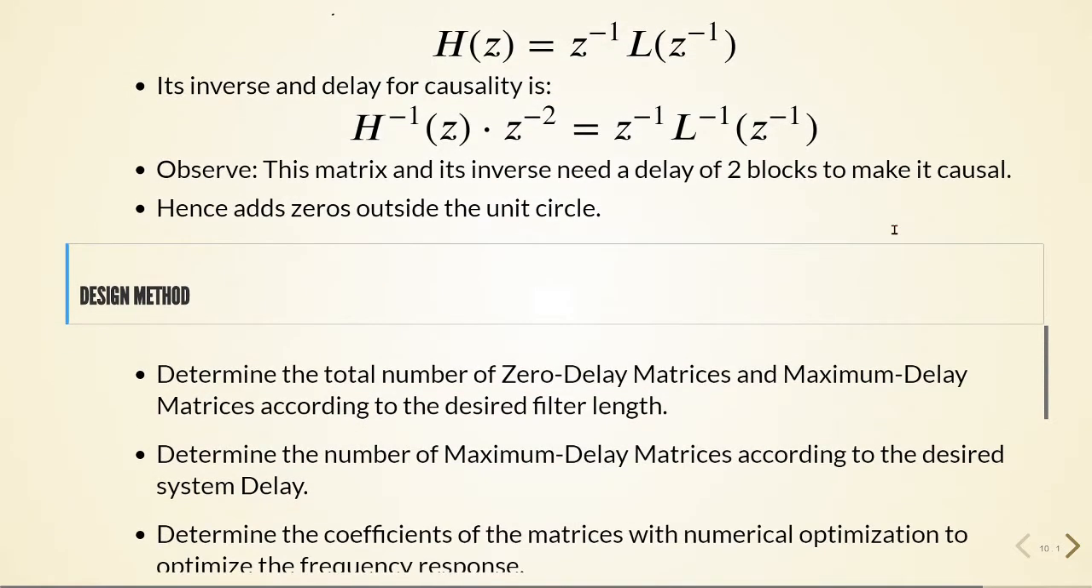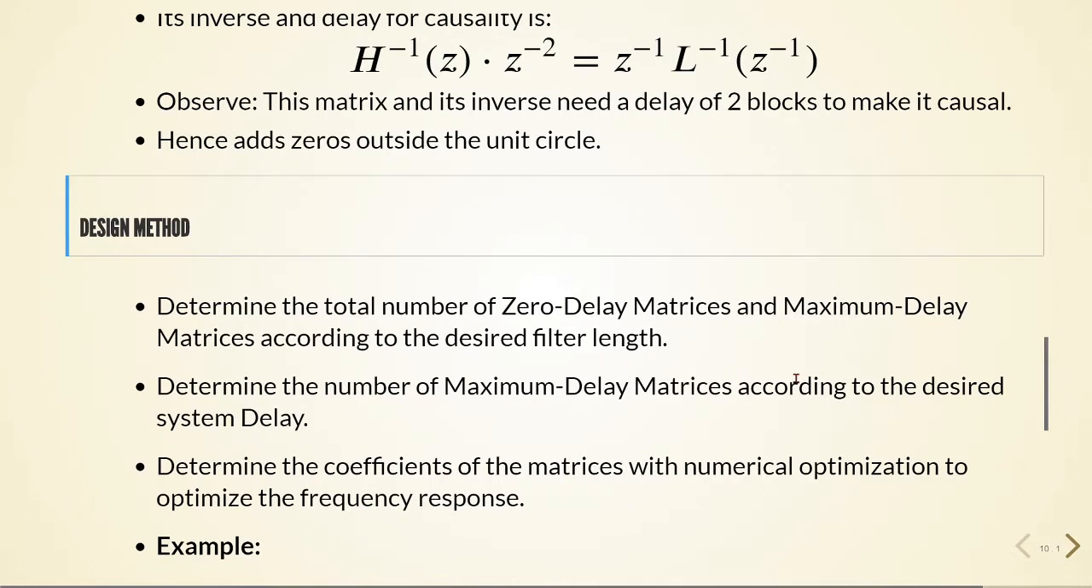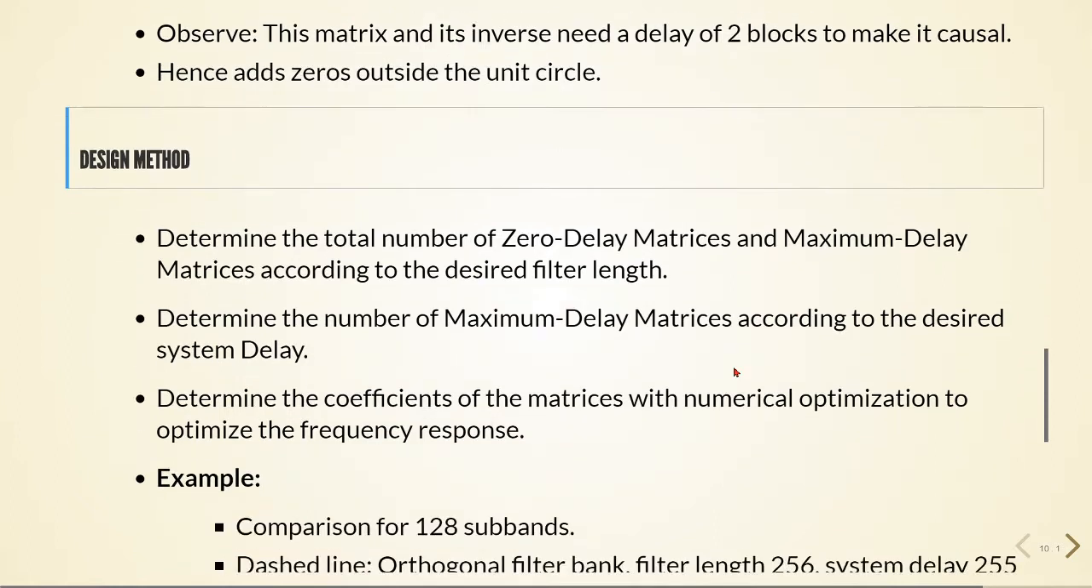So our design method would be that we will determine the total number of the zero delay matrices and maximum delay matrices according to the desired filter length. And we will determine the number of the maximum delay matrices according to the desired system delay. And then we determine the coefficients of the matrix through numerical optimization to optimize the frequency response. So this is our strategy.